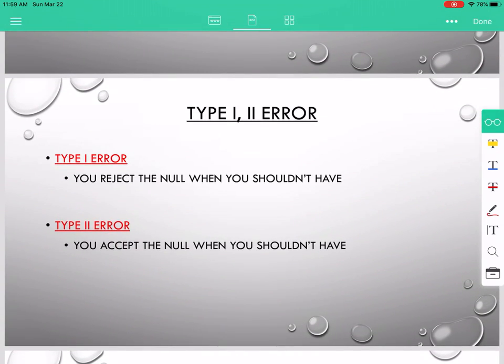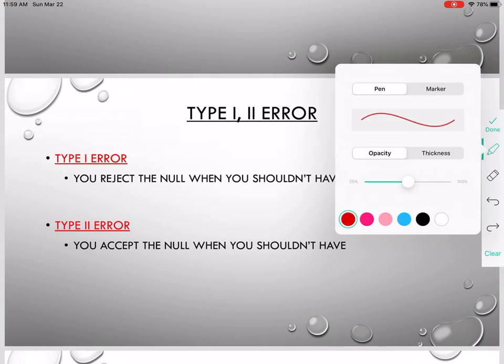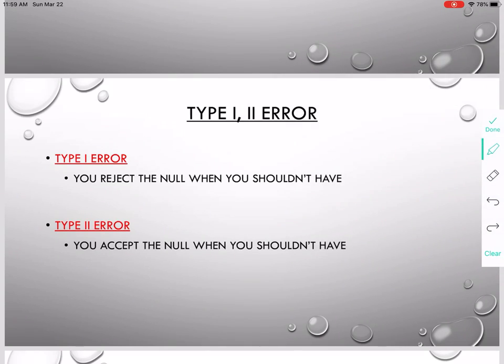There's two common errors, type 1 and type 2. And I'm sure you've probably heard of these, and there's different ways that people can define them. I try to keep it really simple. So type 1 error, anytime you reject the null when you shouldn't have. Type 1 error is when you reject the null even when you shouldn't have. So this is basically when you concluded there was a difference, but in actuality there really wasn't.